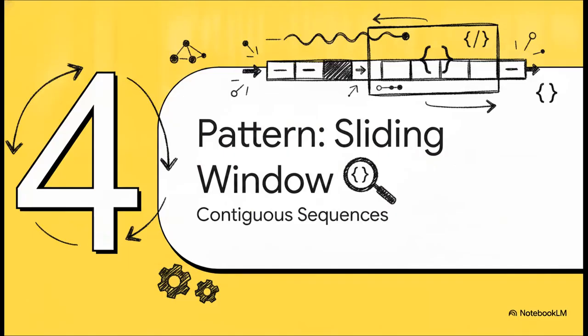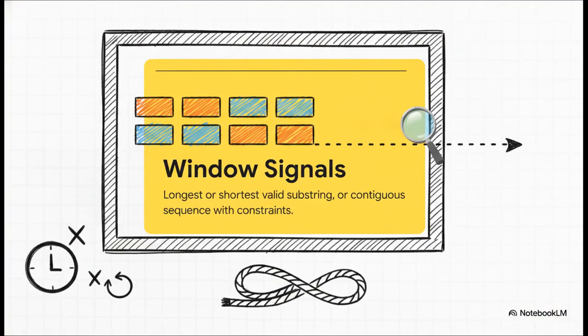Let's tackle Section 4, pattern: sliding window. Moving on to our next essential pattern. The absolute split second you read the phrases longest substring, shortest continuous subarray, or contiguous range, you must instantly default to the sliding window pattern. Instead of writing out a nested loop to check every single possible substring, which, let's be honest, would take an eternity to run, we use a virtual window that simply glides across our data.